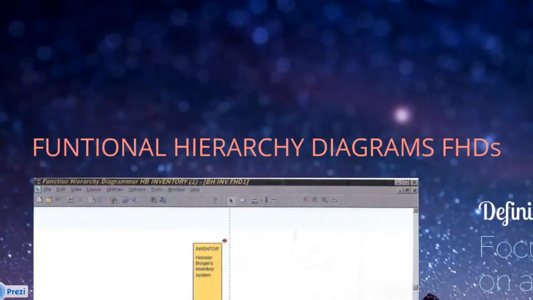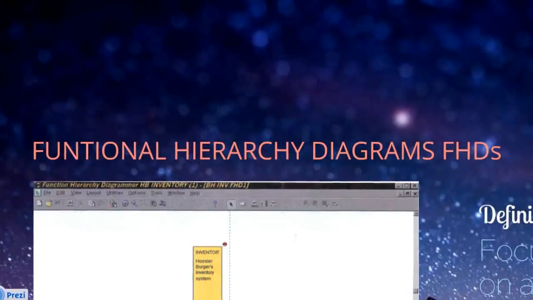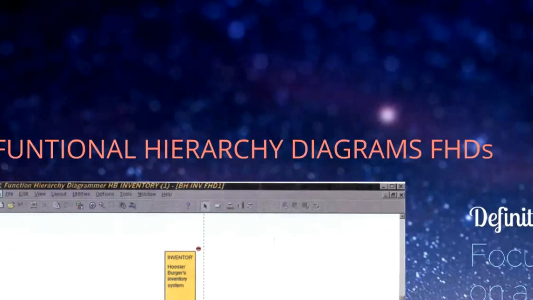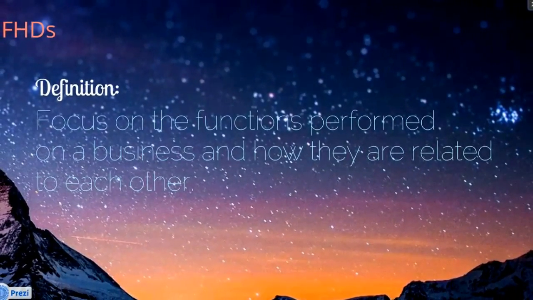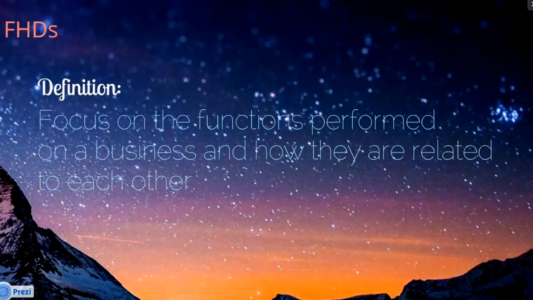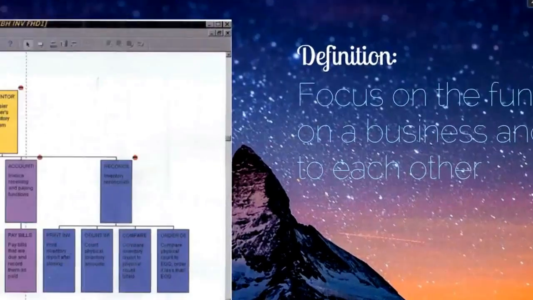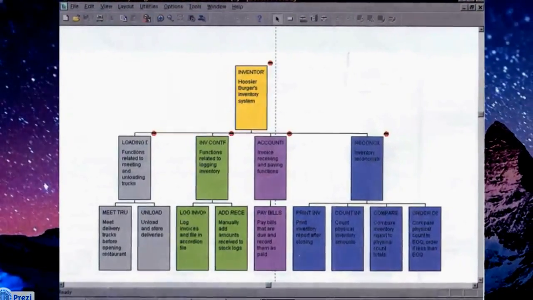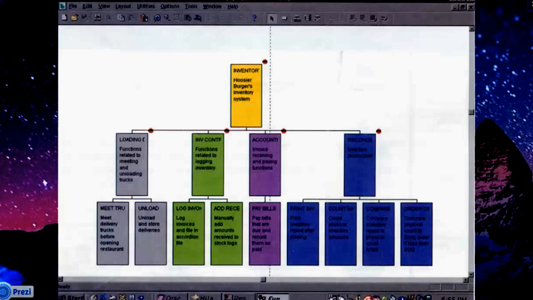The next method is the functional hierarchy diagram, or FHD. This picture also represents Heusinger's inventory control system. Functional hierarchy diagrams focus on the functions performed in a business and how they are related to each other. Note, each of the different areas is represented in a different color for clarity. The red circles by the root function and by each of the second-tier functions are switches that allow you to expand or contract the display. This capability is convenient for diagrams that include many functions, as contracting a display saves space and makes diagrams simpler and easier to understand.